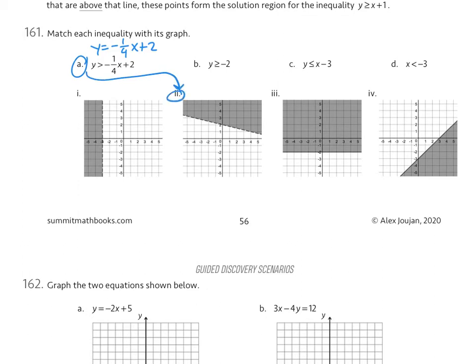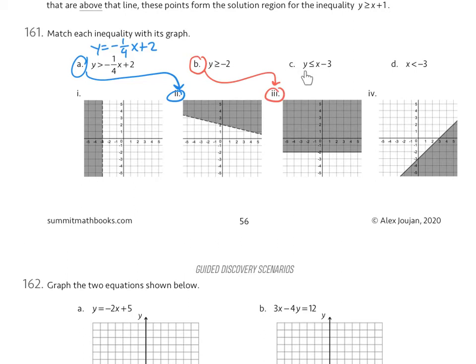Part B, y is greater than or equal to negative 2. Well, let me find y equals negative 2 first. That would be this. That says y is greater than, so I want to shade above this line, and you see all of this is shaded, so these must go together. Part B goes with graph number 3.